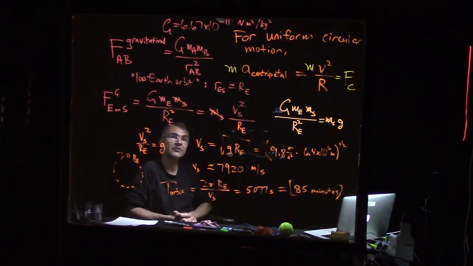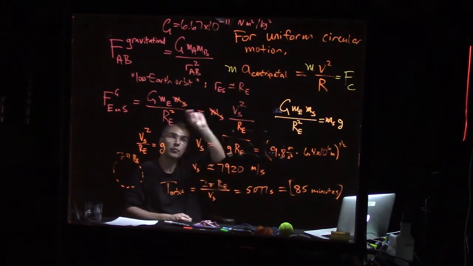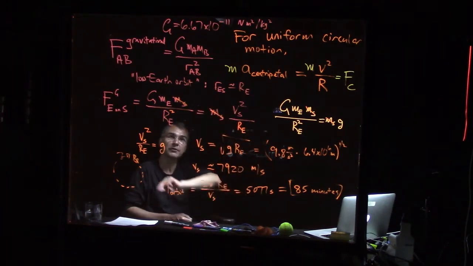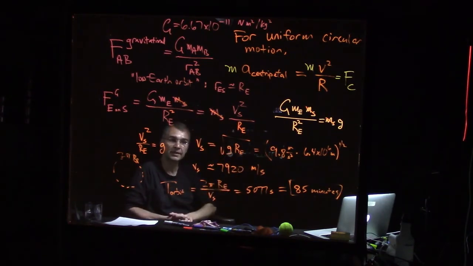Okay, the next thing I want to do, I'm going to do some erasing. The next thing I want to show you, and again, you don't have to be able to reproduce this, but maybe you can follow it. I want to show you what happens when we say the satellite goes around exactly once per 24 hours, because that's a so-called geosynchronous or geostationary orbit. So let me do that.